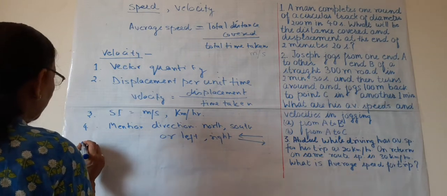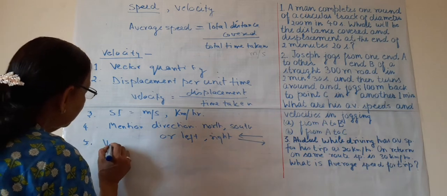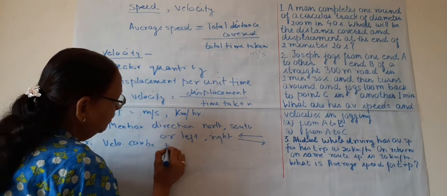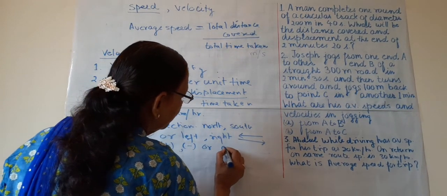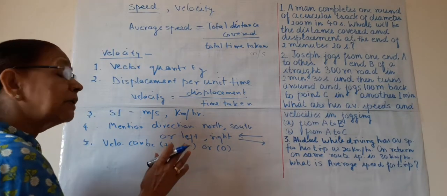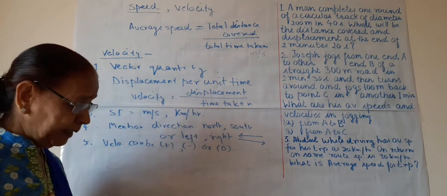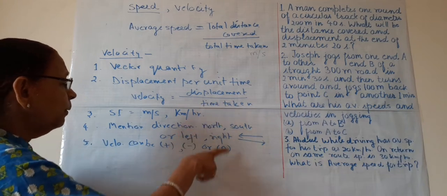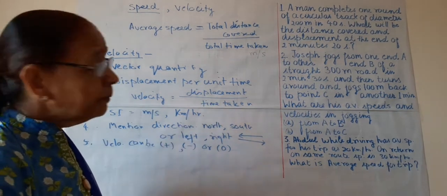One more point, and that is the important one. Velocity can be positive, negative, or zero. Why can it be positive, negative, or zero? Because it is dependent on displacement. And we all know that displacement can be zero, displacement can be negative, and displacement can be positive.